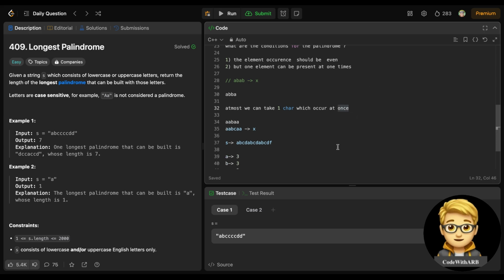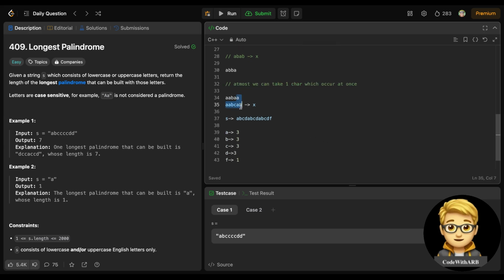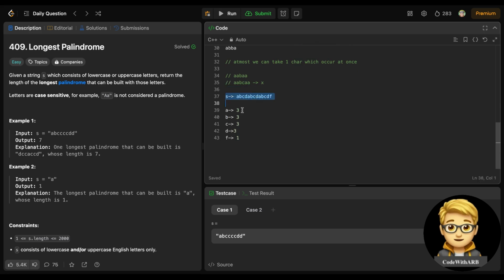Right? That is the condition of a palindrome. So for that, if you see in this example, a occurs three times, b occurs three times, c occurs three times, d occurs three times, and f occurs one time. For forming the palindrome, what can we take? If you see, we can take an even number of times of each, right? So we will take only two characters of a.